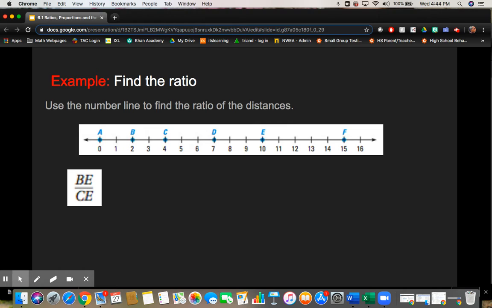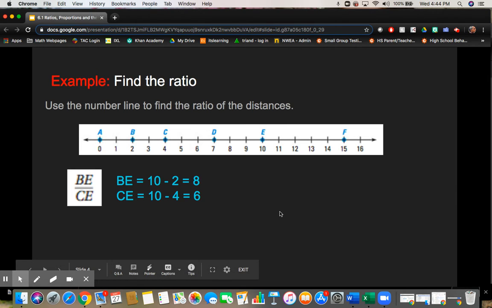Use the number line to find the ratio of the distances. We're looking for the ratio of BE to CE. Remember that we can actually find the length of BE by counting from 2 to 10, or simply by subtracting 10 minus 2. I'm going to use the subtraction method. The length of BE is 10 minus 2, which is 8. The length of CE is 10 minus 4, which is 6.